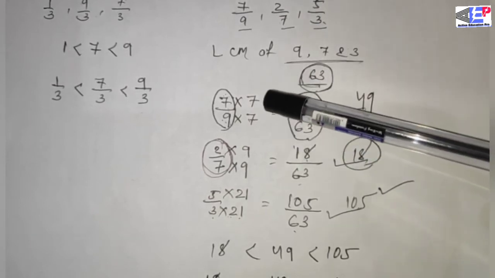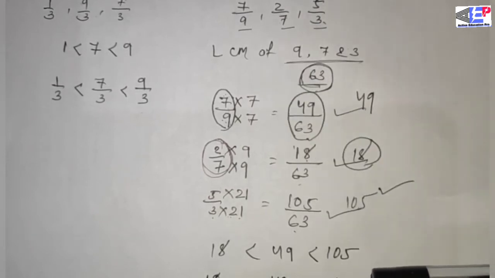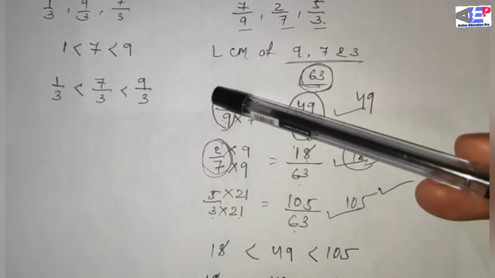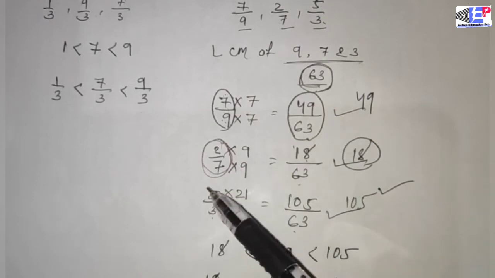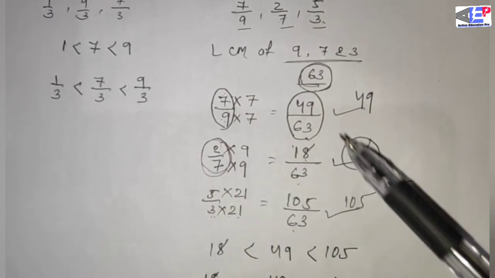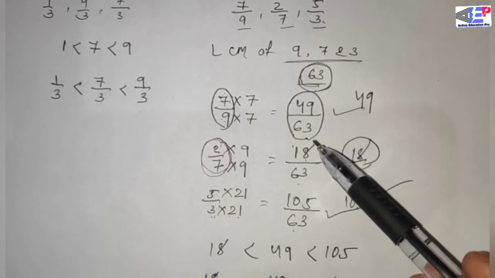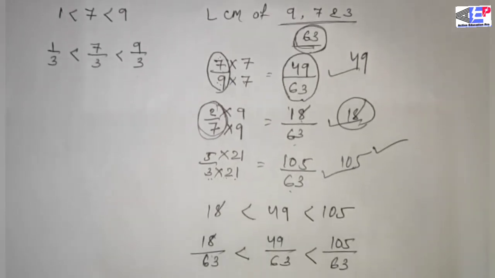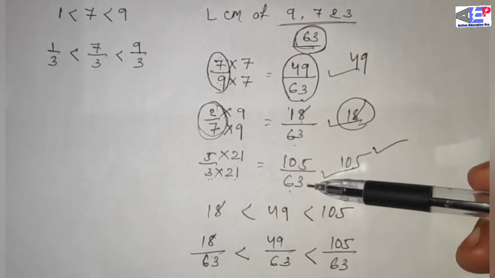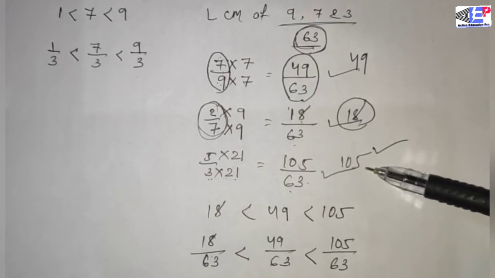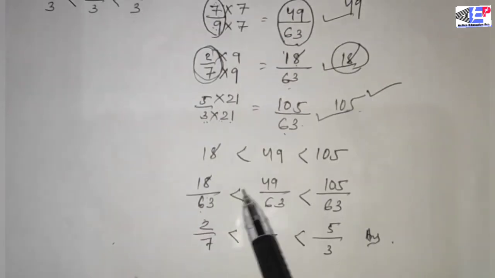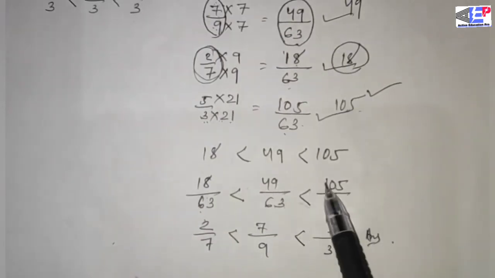So as per the procedure of equivalent fractions, you multiply 7 with 7 by 9, you multiply 9 with 2 by 7, and again you multiply 21 with 5 by 3 to convert them to like fractions having the same denominator 63. And now these are like fractions and now it is easy to compare their numerators 18, 49 and 105. Then write here 18 by 63 is smaller than 49 by 63 is smaller than 105 by 63.